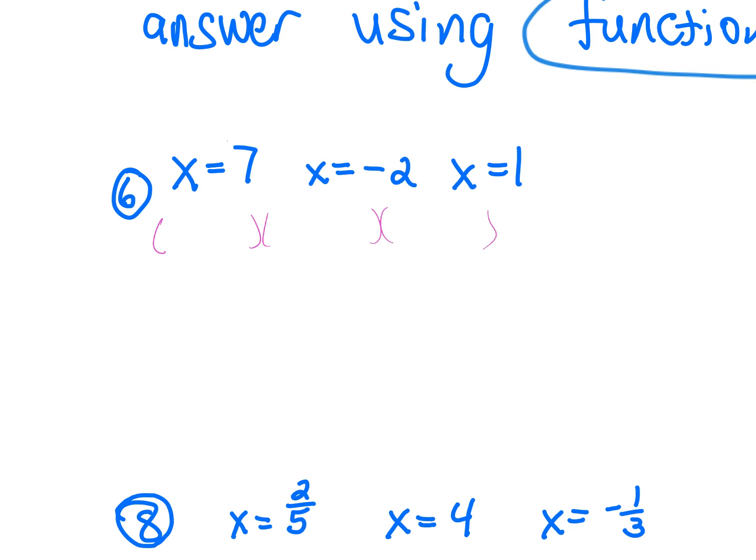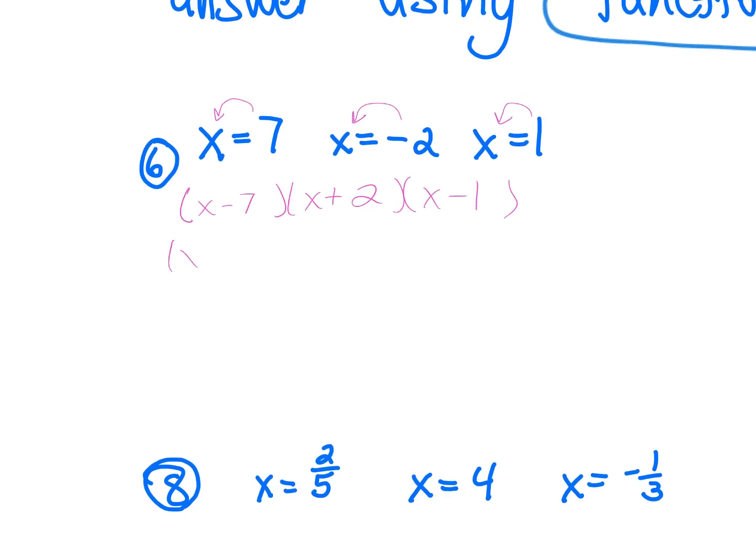I know I have 3 parentheses because I have 3 answers. When I take positive 7 and move it over here, my parenthesis says x minus 7. When I take negative 2 and move it over here, my parenthesis says x plus 2. And when I take 1 and move it over here, my parenthesis is x minus 1. Everybody with me? And now we FOIL. I'm going to leave x minus 7 out here by itself for a minute. I'm going to FOIL these 2 together.